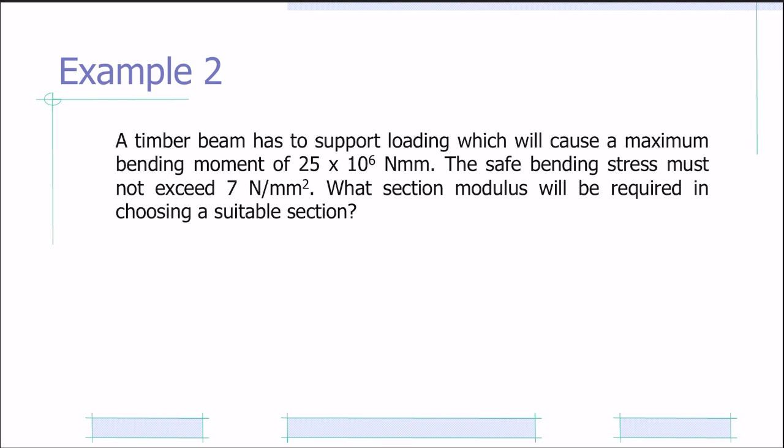For example 2, a timber beam has to support loading which will cause a maximum bending moment of 25 times 10 power of 6 Newton millimeter. This one referring to the MR. The safe bending stress must not exceed 7 Newton over mm square. So this one is F. What is the section modulus required in choosing a suitable section? So this one, dia akan minta Z lah.